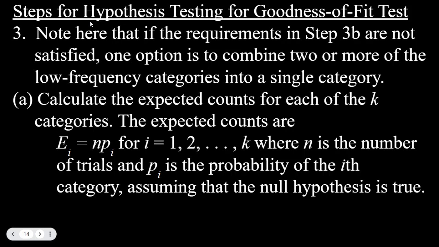So part A, calculate the expected counts for each of the k categories. If you remember how we just did that, the expected count is n times the probability for each of those categories, where n is the number of trials, and p sub i is the probability for the ith category, assuming that the null hypothesis is true.